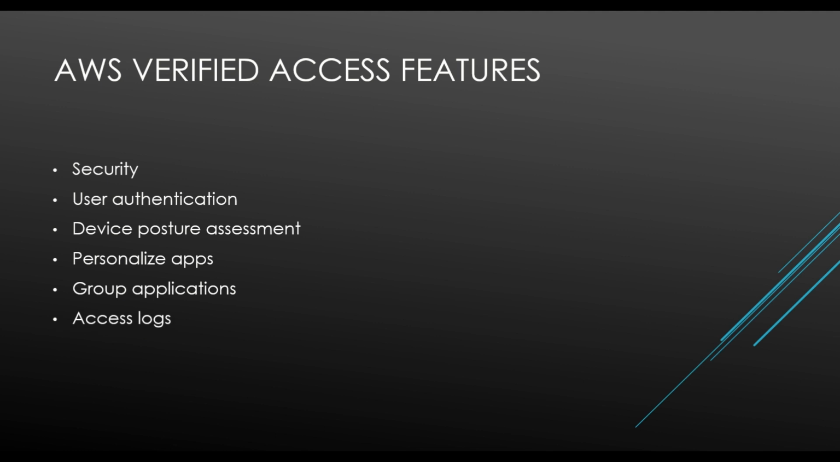Access logs. Verified access logs every access attempt so that you can quickly respond to security incidents and audit requests. Verified access supports delivery of these logs to Amazon S3, CloudWatch logs, and Amazon Kinesis Data Firehose. Verified access supports the Open Cybersecurity Schema Framework (OCSF) logging format, making it easier for you to analyze logs using one of the supported security information and event management and observability providers.